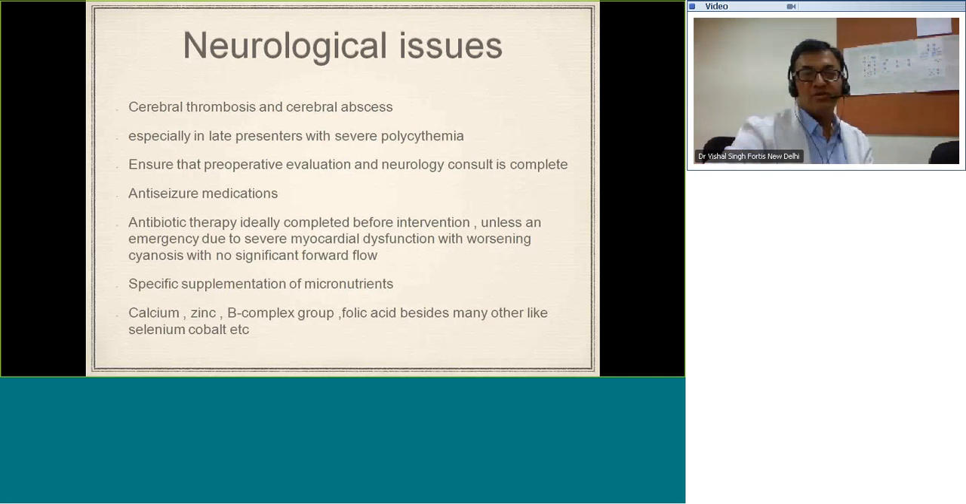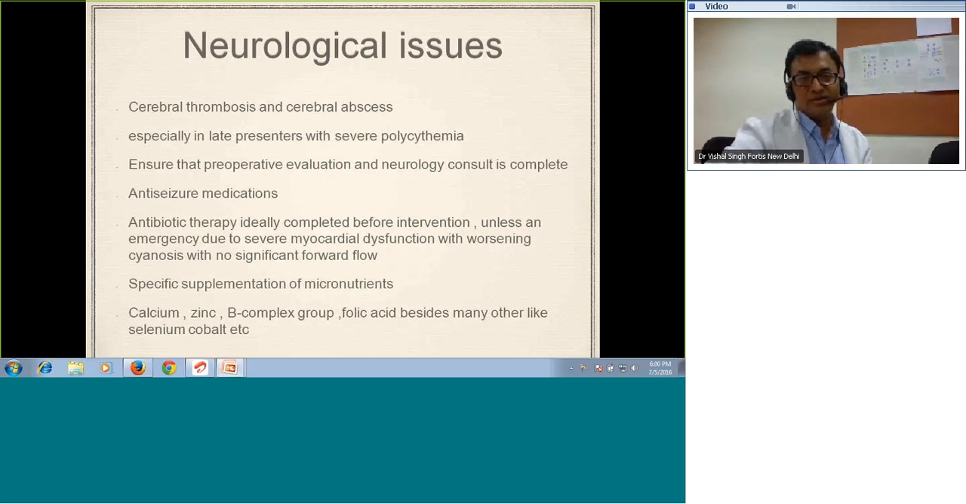Now, coming to the neurological issues that we face, especially in a long-standing tetralogy, it can be either a cerebral thrombosis or a cerebral abscess. This is primarily a problem in late presenters with severe polycythemia, as happens in our setup quite a few times. Very important that you know that the preoperative evaluation and neurology consult are complete. The patient is on anti-seizure medications, and antibiotic therapy is ideally completed before intervention, especially with a cerebral abscess, unless you have to intervene because of an emergency due to severe myocardial dysfunction with worsening cyanosis and no significant forward flow. These scenarios do happen.